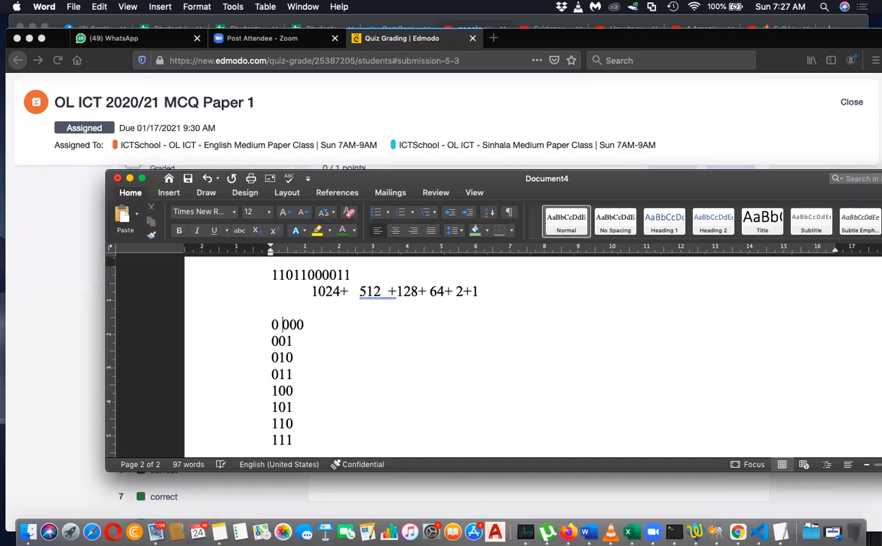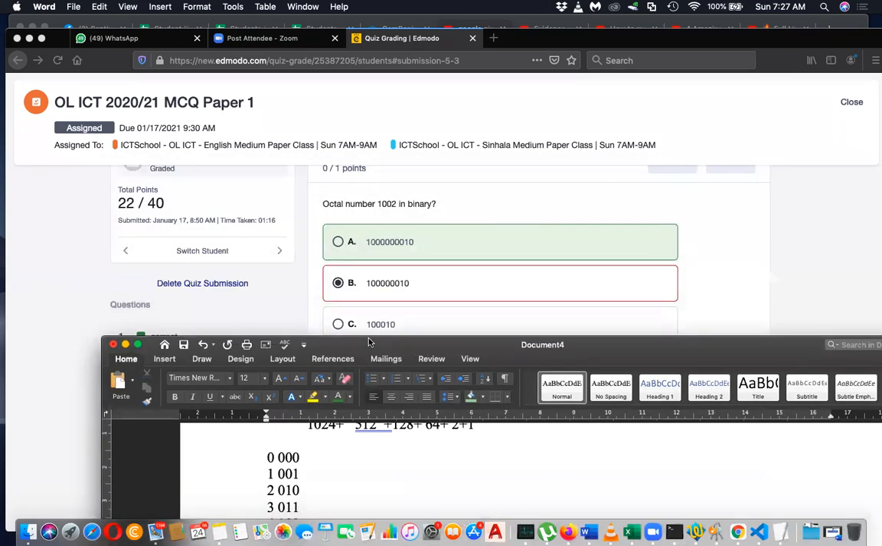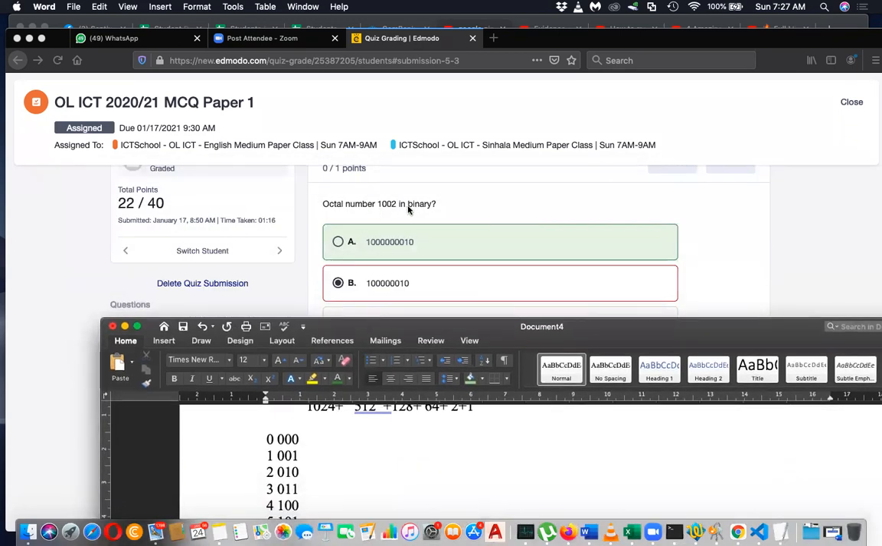So these are the digits in octal. They represent 0, 1, 2, 3, 4, 5, 6, and 7. Then they're asking a very easy question: the octal number 1002 in binary.